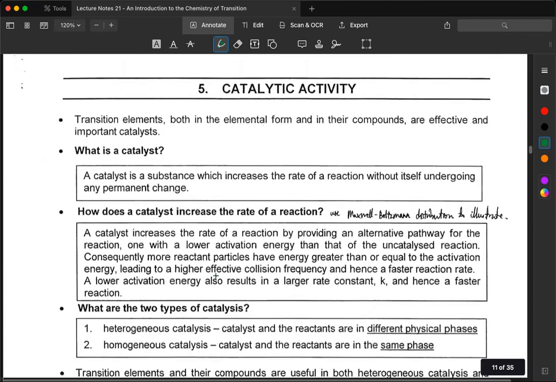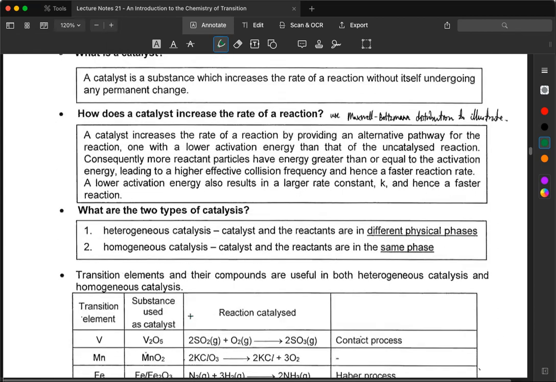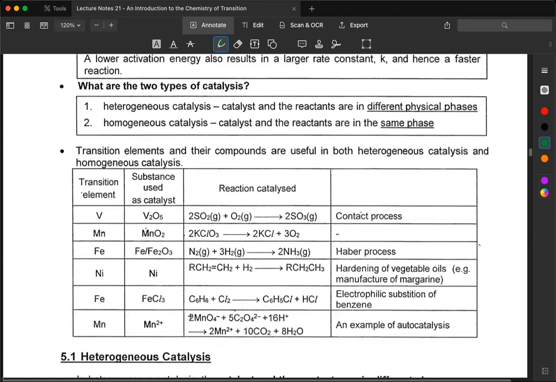So we have reviewed what a catalyst is in the topic of kinetics. I shall not elaborate much on it. We also talked about the difference between heterogeneous versus homogeneous catalysts. So that is something that you can read yourself. And some of the examples have been covered before in the various topics earlier on.